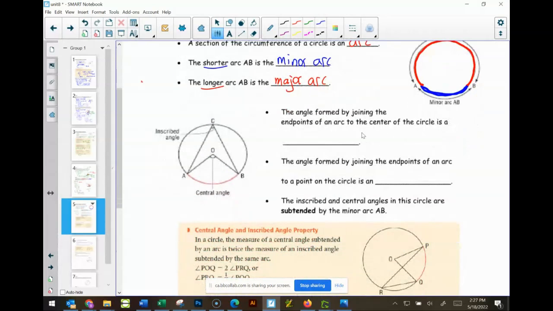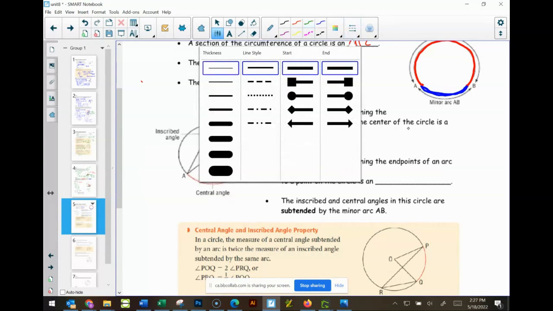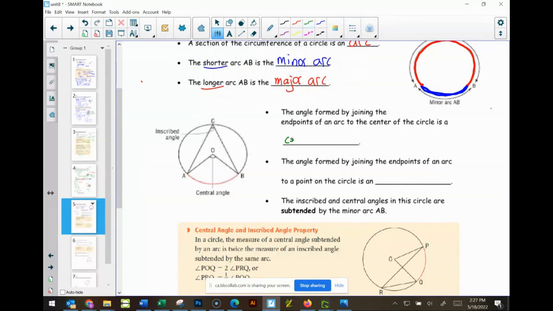An angle formed by joining the endpoints of an arc to the center of a circle is called a central angle. And that's probably a new term. You've probably never heard that before. So that's a central angle, meaning it's an angle formed at the center of the circle. And in case you see it in any of my notes or videos, I usually just abbreviate that to CA. So CA just stands for central angle, just so I don't have to write it out every time.